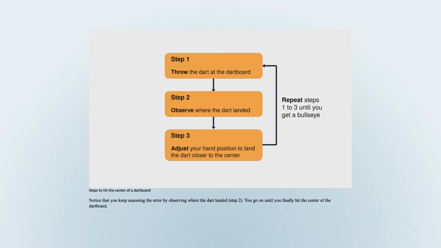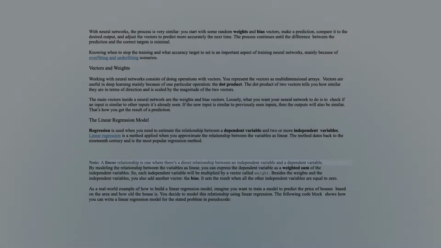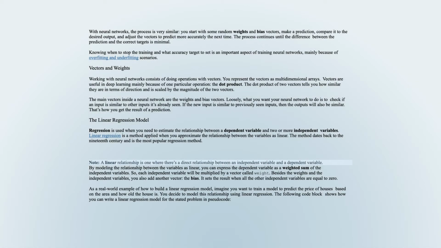Steps to hit the center of a dartboard. Notice that you keep assessing the error by observing where the dart landed. Step 2. You go on until you finally hit the center of the dartboard. With neural networks, the process is very similar. You start with some random weights and bias vectors, make a prediction, compare it to the desired output, and adjust the vectors to predict more accurately the next time.